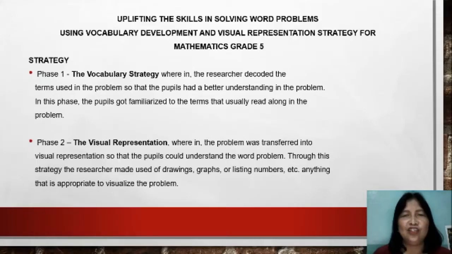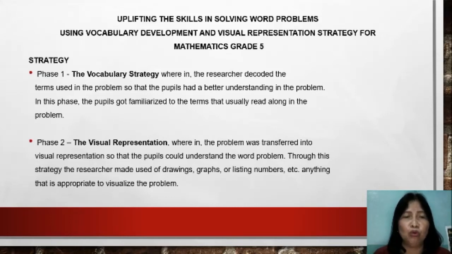Here are the strategies used by the researcher. In here, the researcher used two phases for her strategy. Phase one is the vocabulary strategy, wherein the researcher decoded the terms used in the problem so that the pupils had a better understanding of the problem. In this phase, the pupils got familiarized with the terms that are usually read along in the problem.